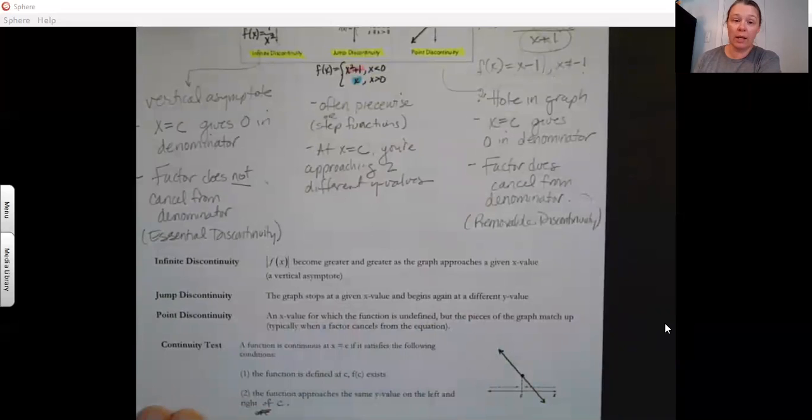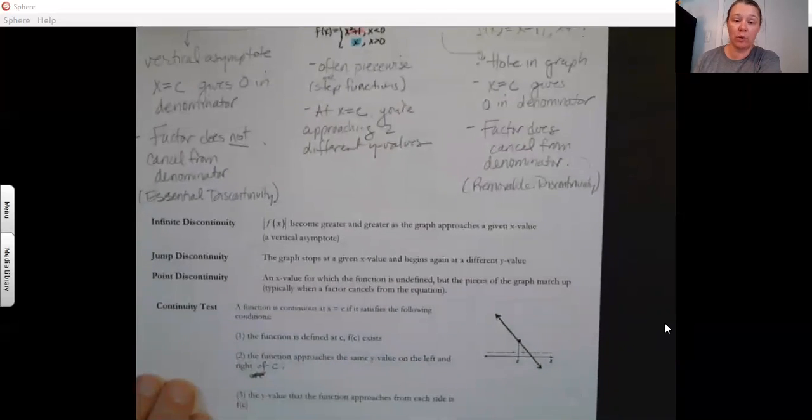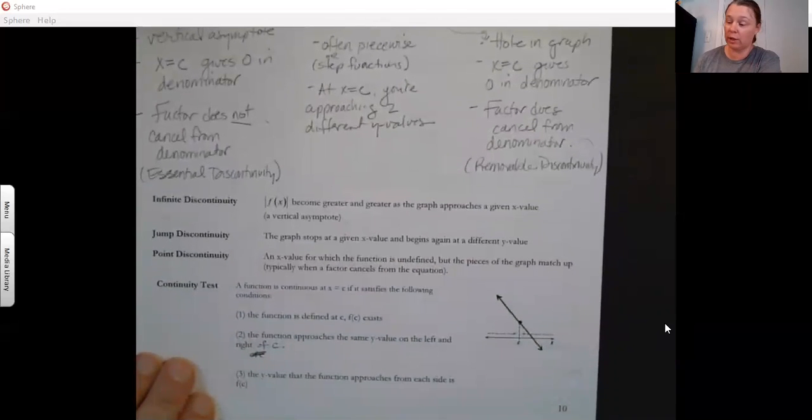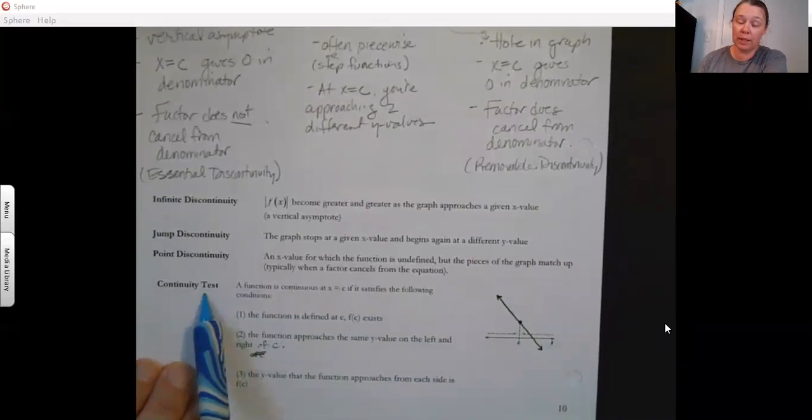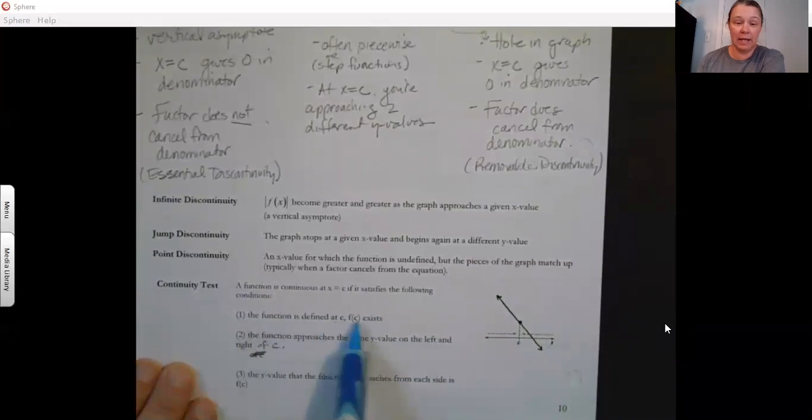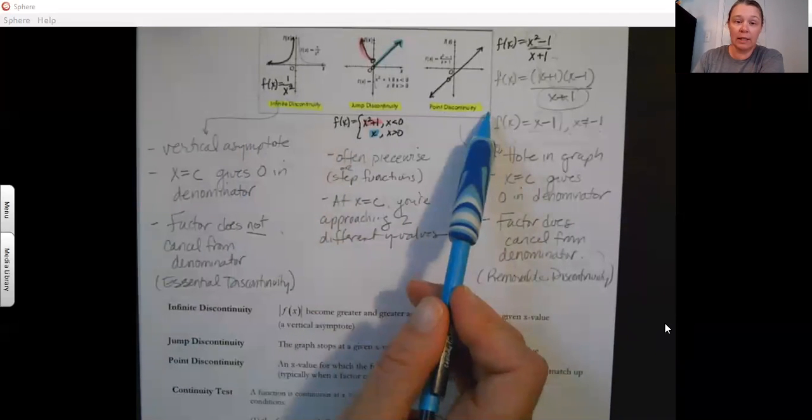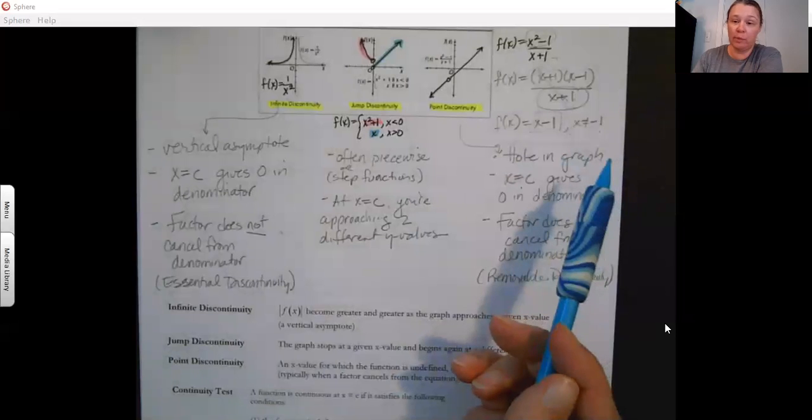So we want a way to be able to look at a function and test whether or not it's continuous. And we're going to call this our continuity test. So to prove something is continuous, there are 3 things that have to happen. First of all, the function has to be defined at c, or in other words, f of c has to exist. So for example, in these two, at 0, it wasn't even possible, you couldn't even plug it in.